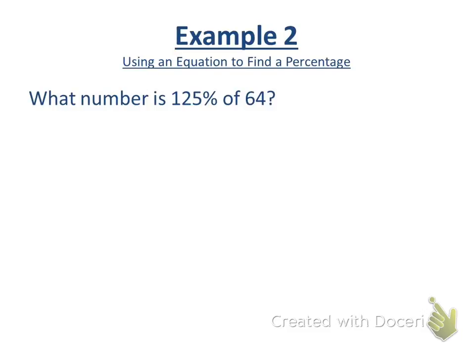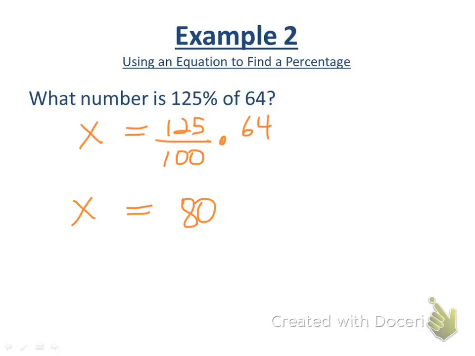So this is, again, a similar problem. What number is 125% of 64? A direct interpretation. What number is 125% of 64? What would we get here? 80? That's correct. How do you do that so fast?